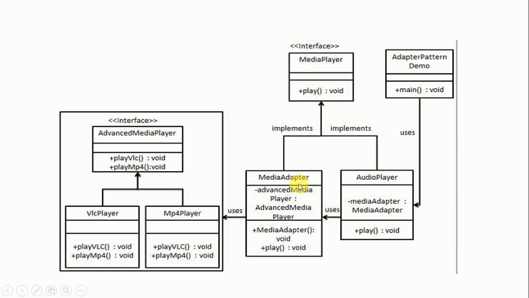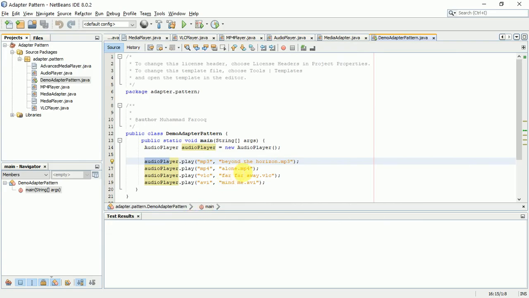So it is only with the adapter class that audio player can play VLC and MP4, and can have access to the VLC player and MP4 player classes. So this adapter pattern helps the audio player to play all three file types, and for an invalid file it does not allow playing any file, and puts up a pop-up alert that this is an unsupported format.